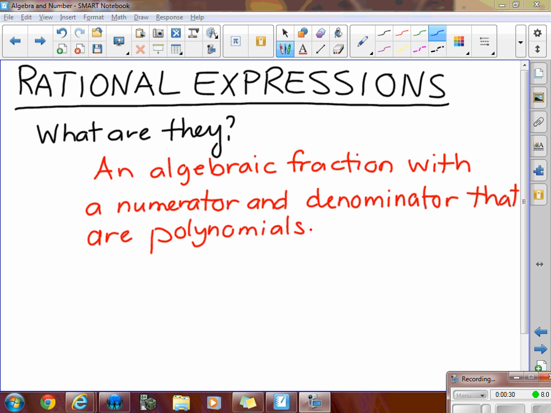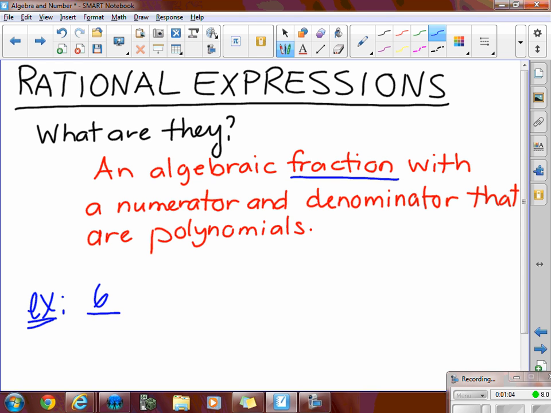It's an algebraic fraction, and that alone is enough to scare some people, because we know that your skills with fractions are probably some of the most challenging things that you have issues with. So now we have fractions with the numerator and the denominator, basically the top and bottom, being polynomials. So now we have fractions with letters. Here are some simple examples of rational expressions.